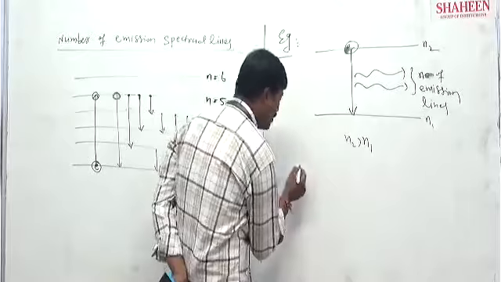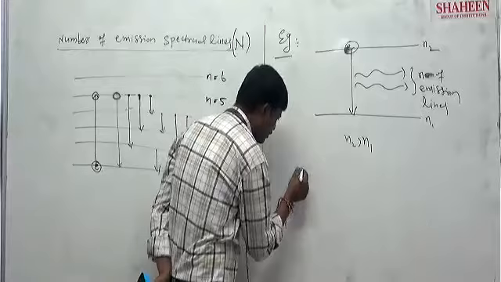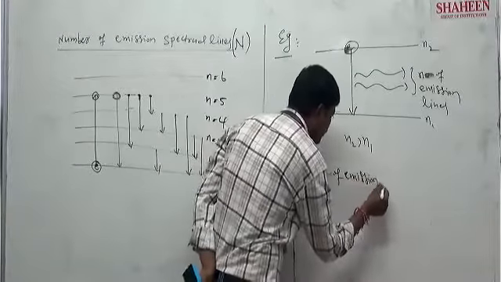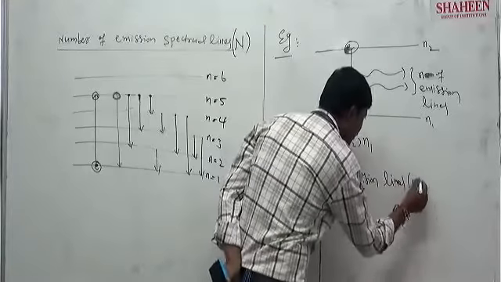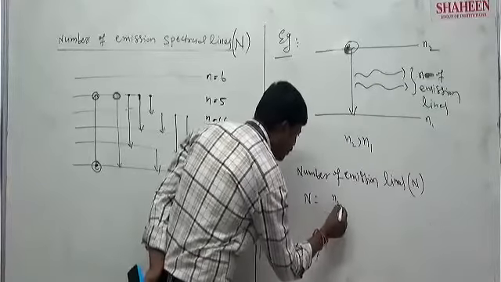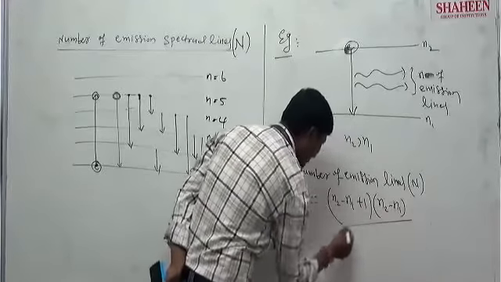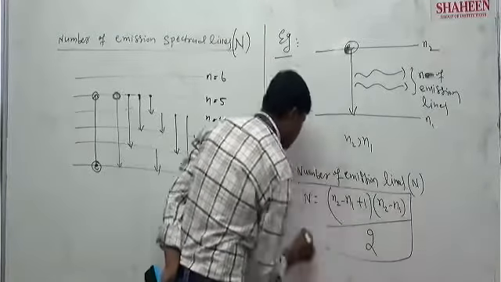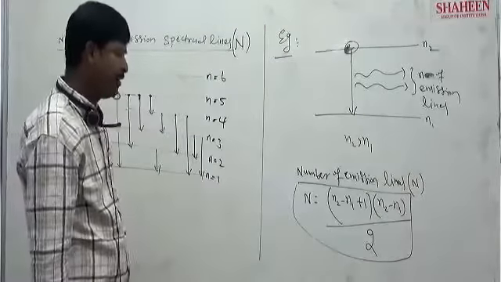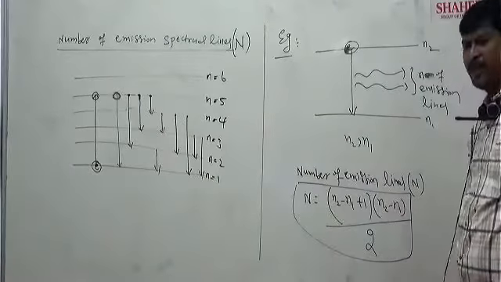So in general, the number of emission lines possible, that is N, is exactly equal to (N2 minus N1 plus 1) into (N2 minus N1) by 2. Clear?